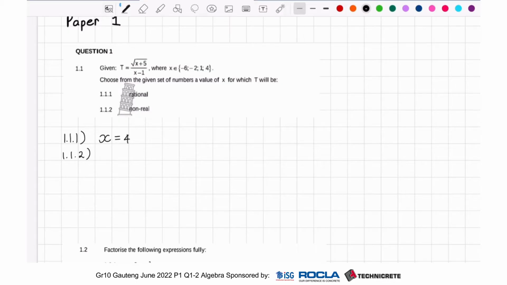And then for 1.1.2, I want the values of x for which the expression is non-real. And remember when we had x being negative 6, here under the square root I would have had the square root of negative 1, and that would give me a non-real number. And that doesn't happen for any of the rest of them. It's only when the square root is of a negative number. So for my non-real values of x, that is when x is equal to negative 6 only.